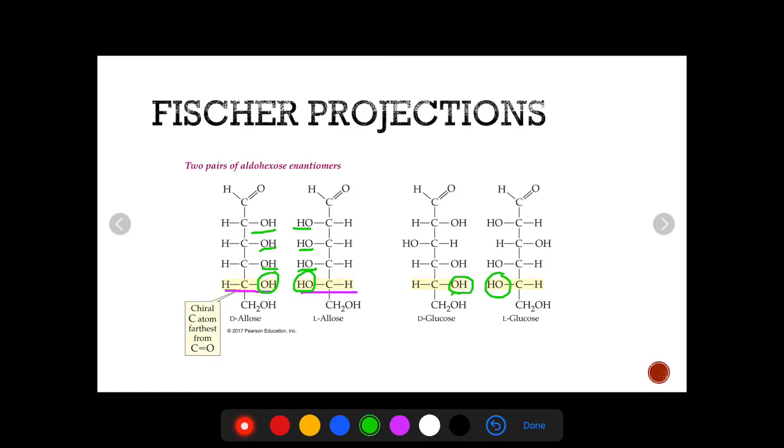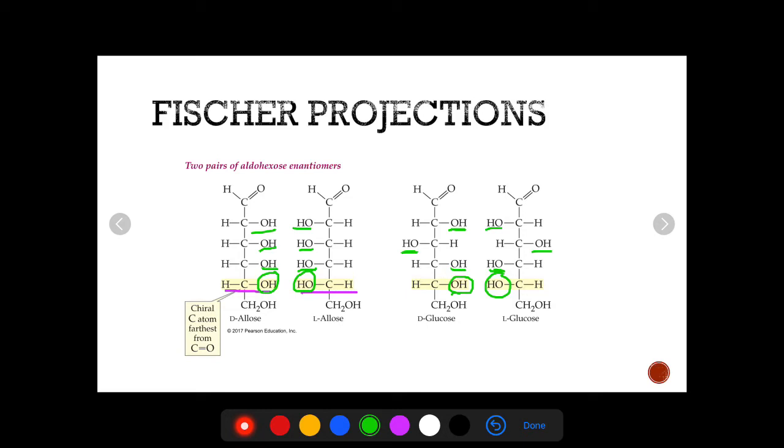Okay? But for glucose, we have one that's not on the right side. All the others are on the right side. But when we look at the mirror image, now we have these OHs on the left side and just one on the right side. So we can use that last chiral carbon to figure out whether we have the L or the D sugar.